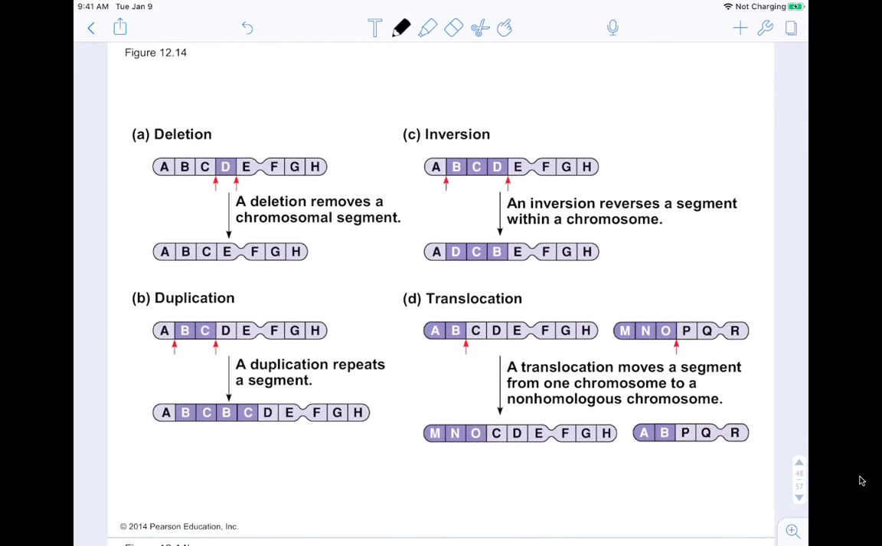This is what that looks like. So deletion, you're literally going to be deleting the D here. So in our product, there is no D. With an inversion, you are going to be switching the segment. So you will get this as your product.